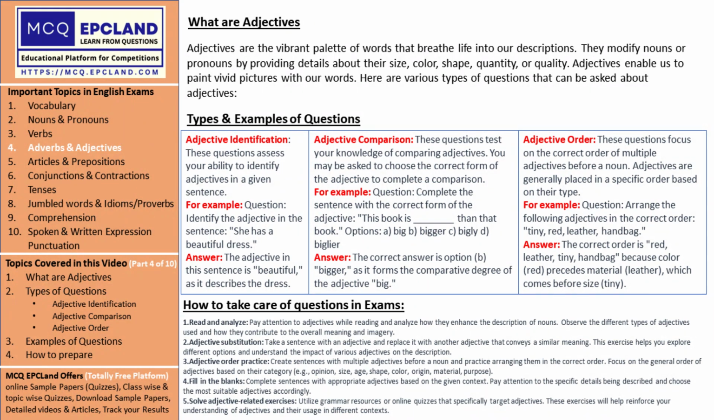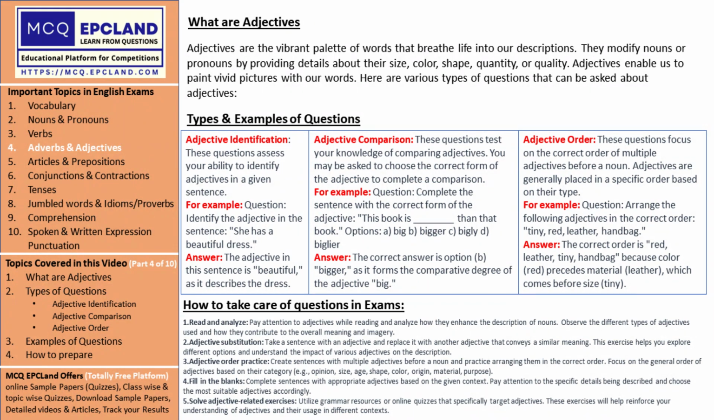Now, let's discuss how you can practice and master adjective-related questions. Here are some useful tips. First, read and analyze. Pay close attention to adjectives while reading and analyze how they enhance the description of nouns. Observe the different types of adjectives used and how they contribute to the overall meaning and imagery. Next, try adjective substitution exercises. Take a sentence with an adjective and replace it with another adjective that conveys a similar meaning. This exercise allows you to explore different options and understand the impact of various adjectives on the description.